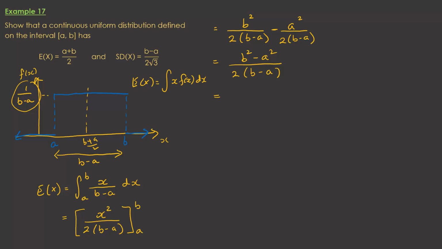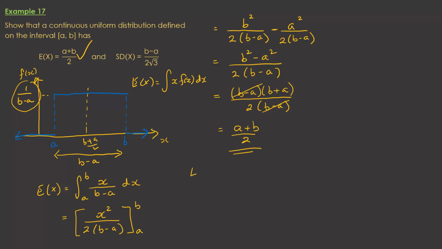Now the top is a difference of squares, so we can factorize that to (b − a)(b + a) over 2(b − a), and then these cancel, giving us (b + a), or (a + b), over 2. So we've shown that. Now, for the standard deviation, we're going to need the variance.